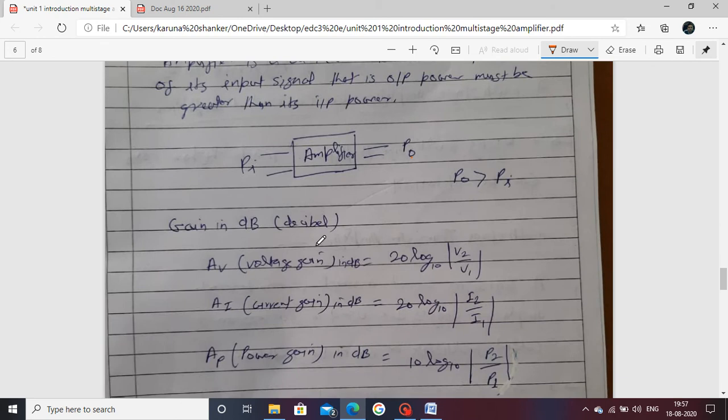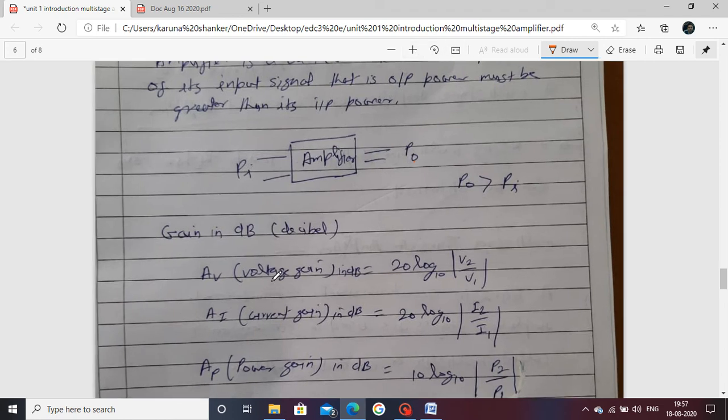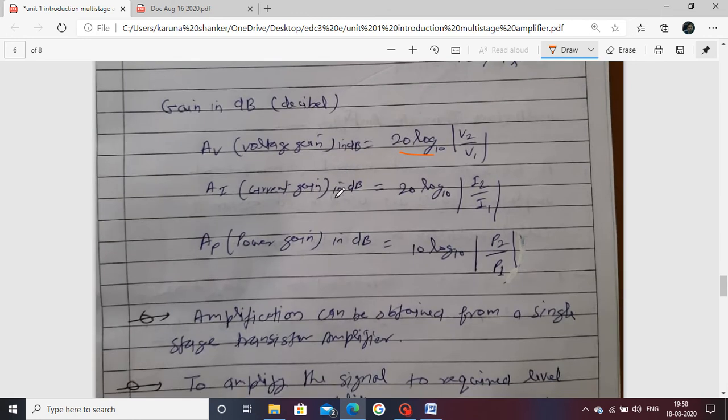Gain in decibel calculation, these are the relations to calculate the gain. That is the voltage gain, use the relation 20 log V2 upon V1. This is the current gain, this is the relation, and power gain, this is the relation. Here you note that power gain uses 10 log, and in voltage and current it comes to 20.